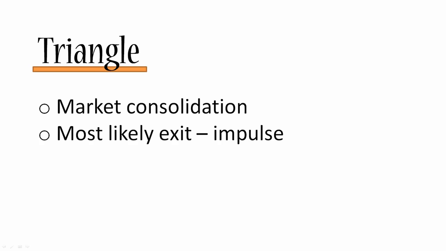The second point is that the most likely exit out of a triangle is an impulse. Doesn't happen 100% of the time, but definitely happens more often than not. And the best part about this is you don't have to predict which way the market will go. All you have to do is set a buy stop and a sell stop order, and whichever way the market goes, you have a good chance of earning a profit. And finally, the triangle gives you a defined target, which is a very strong advantage of this pattern because it makes it straightforward and very easy to incorporate into your trading system.